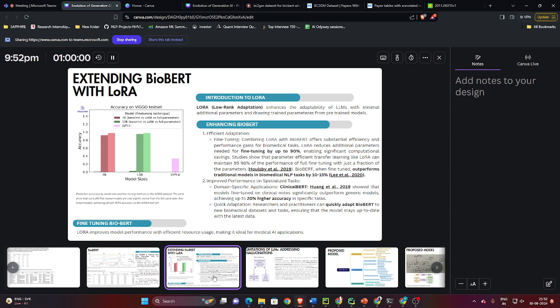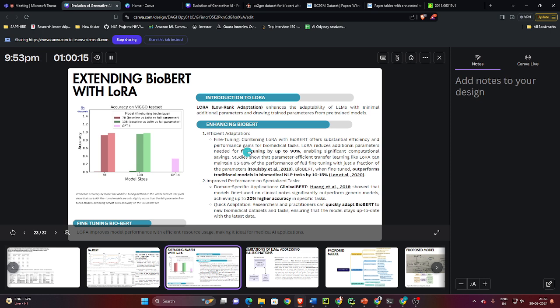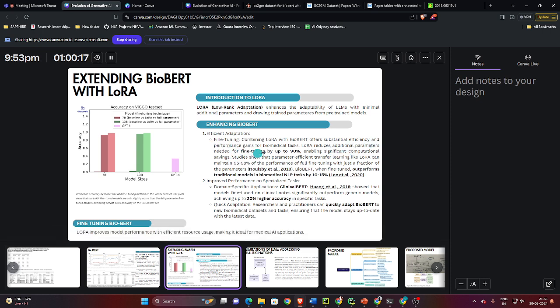Post this training procedure, the parameters and weights of LoRA get updated at a much lesser computational and time cost. We are able to achieve a near same accuracy on all of these datasets, as mentioned on the left-hand side of my screen. It reduces the additional parameters needed for fine-tuning by up to 90%, and it enables parameter-efficient transfer learning.